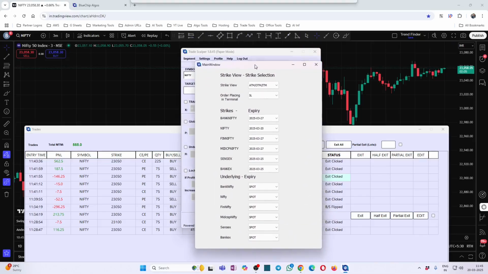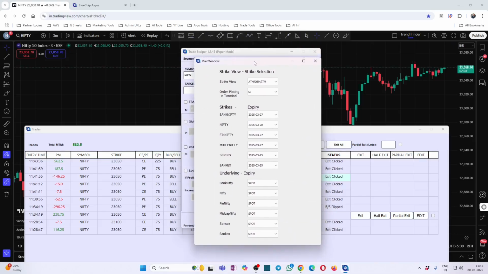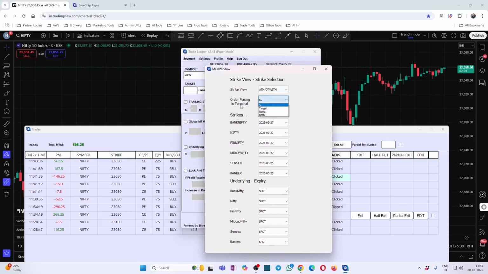And one last feature which is also very important is, in settings we have introduced something called order placing in the terminal. Some people have asked us, sir, I want to place both target and stop loss in my terminal. Currently only stop loss is being sent to the terminal. So what we have done is we have given that option to you.